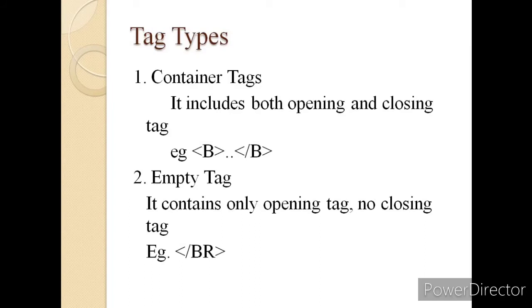In HTML tags, there are two types: container tags and empty tags. Container tags include both an opening and a closing tag. The closing tag is represented as / and the tag name. An empty tag contains only an opening tag. It has no closing tag.